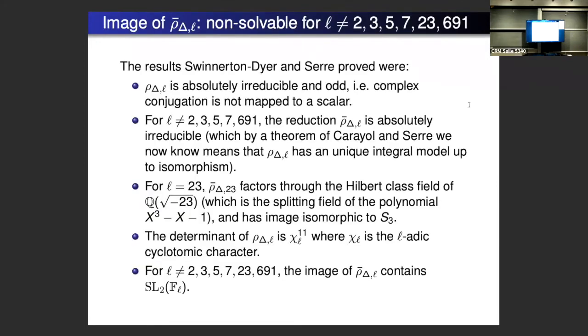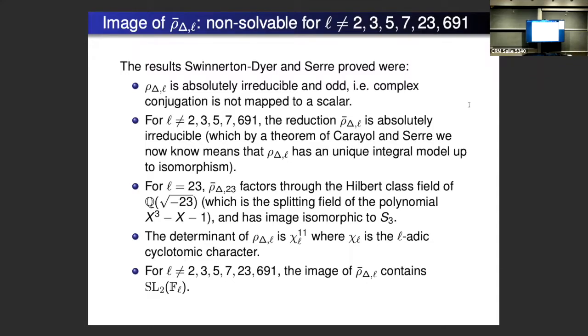So let me just recall. The results Serre and Swinnerton-Dyer proved were that rho delta L, this L-adic representation, is irreducible and is odd, right? This oddness is very important, and it's tied to the fact that the weight of modular forms in level 1 is always even. If the weight is odd, there is no modular form; the space is 0.